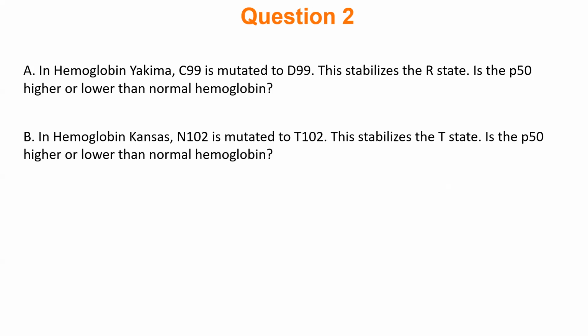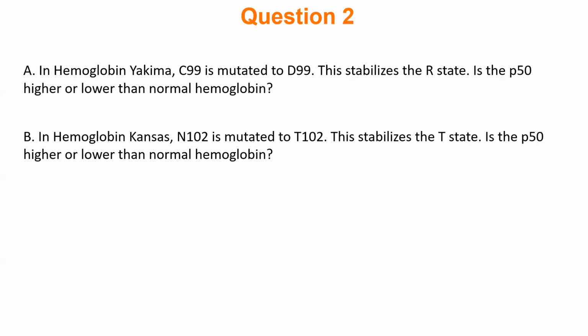Now, these questions deal with, do you understand what the R and T state means? And what does P50 mean? Remember, P50 is the amount of oxygen you need to be 50% bound and unbound. And in hemoglobin, we have a lot of different mutants that can cause different diseases, sickle cell anemia being the most famous one. So here I have two questions. I'd like you to think about this and answer when you think you have a solution.